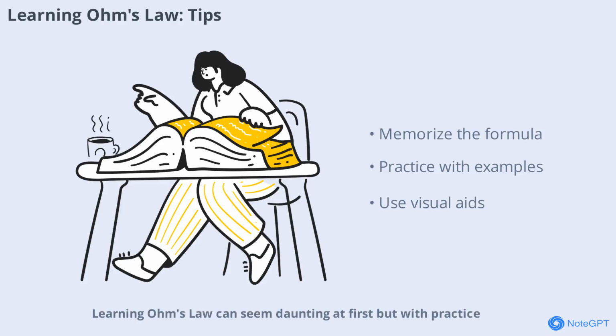Learning Ohm's law can seem daunting at first, but with practice it becomes second nature. Start by memorizing the basic formula and practicing with simple examples. Use visual aids like the Ohm's law triangle and don't hesitate to use calculators or apps for complex problems. The more you apply the law, the more confident you'll become in understanding and designing circuits.